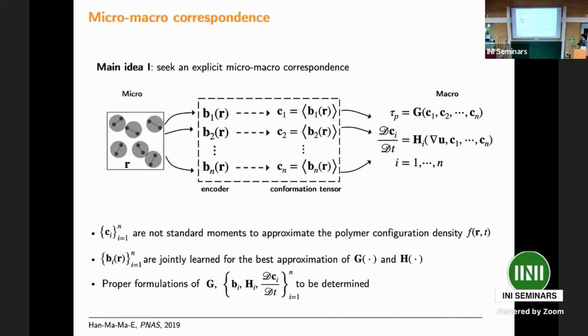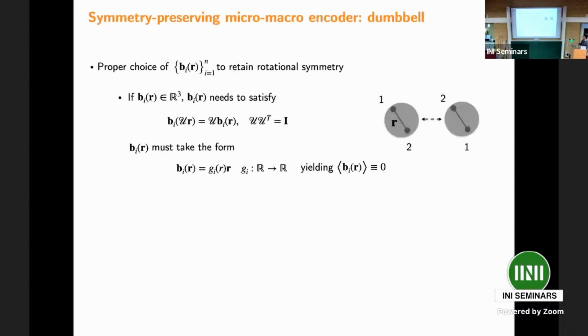Of course, we need to carefully choose the formulation of G, the encoders, H and the dC/dt. So let's start with the encoders. Here, we're going to start with the dumbbell molecules. First, let's assume that B is a vector.